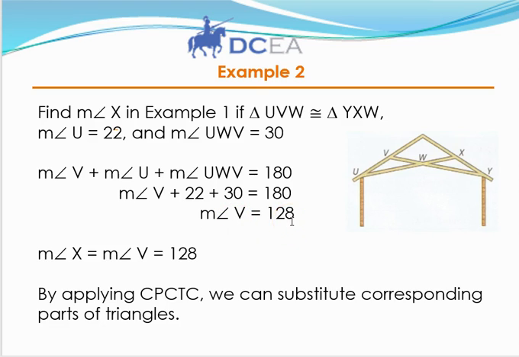But we're not done. It says find the measure of angle X. Well, angle X is in the other triangle, so we use our correspondence statements from example 1, and we see that the measure of angle X equals the measure of angle V. That's because they're congruent to each other, so that means the measure of angle X is 128. By applying CPCTC, we can substitute corresponding parts of triangles.